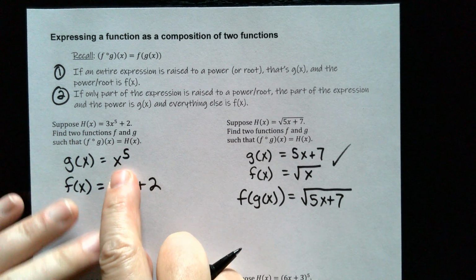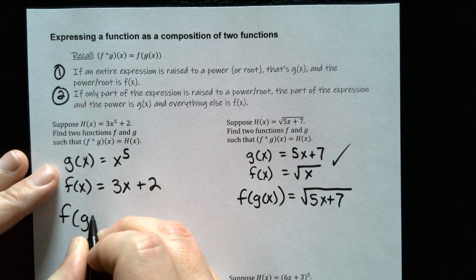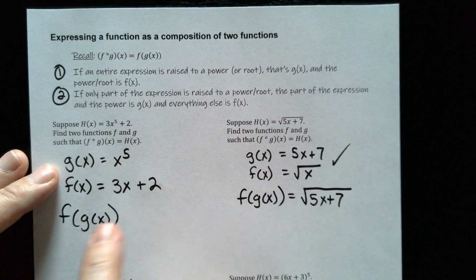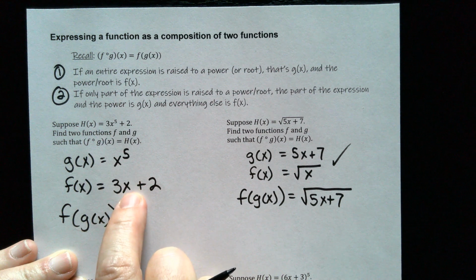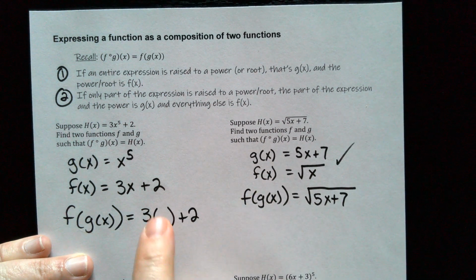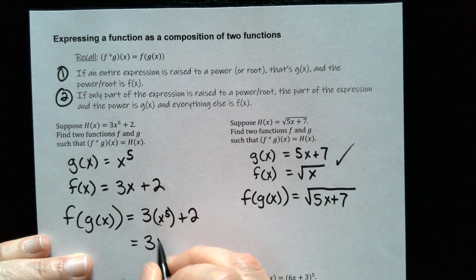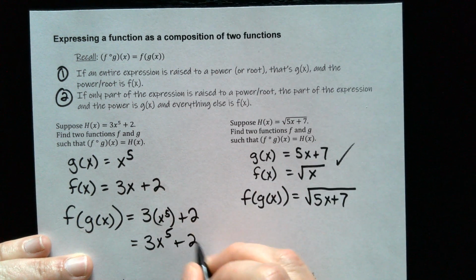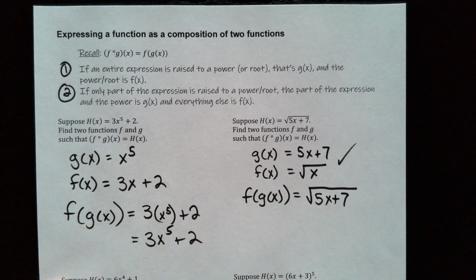Now, the power is being taken here. So if I do f of g of x, that means in the f function, everywhere I see an x right here, I'm going to put this. So instead of 3x plus 2, what am I writing here? Yeah, the function, x to the fifth. So that will give us 3x to the fifth plus 2. Is that the original function that we were looking for? Yes, it is. Okay, let's do some more cases of that.